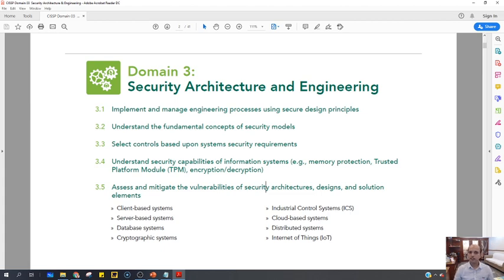Then we will also see how we can select controls for different system settings, like client based, server based, database systems, and cryptographic controls. Tomorrow we will have a class dedicated to cryptographic controls and site security. These are the two subtopics: cryptography, and the last one, implement site and facility security control, which we will take tomorrow. But today, the rest of the subtopics we will cover.